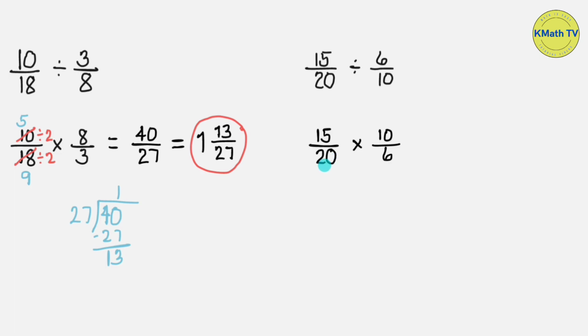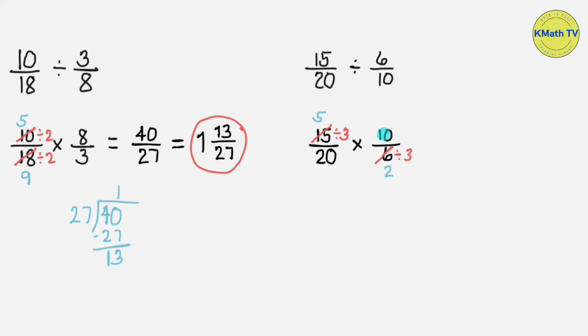The GCF of 15 and 6 is 3. So let's divide them by 3. Okay, 15 divided by 3 equals 5. And cancel 15. 6 divided by 3 equals 2. Cancel 6. Okay, next, let's also cancel the denominator 20 and the numerator 10.